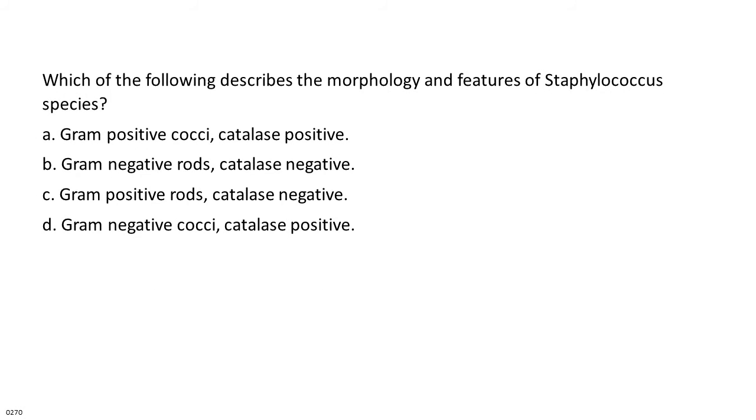Which of the following describes the morphology and features of Staphylococcus species? A. Gram-positive cocci, catalase positive. B. Gram-negative rods, catalase negative. C. Gram-positive rods, catalase negative. D. Gram-negative cocci, catalase positive.